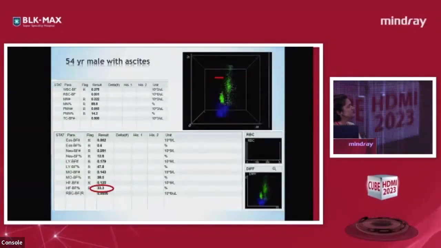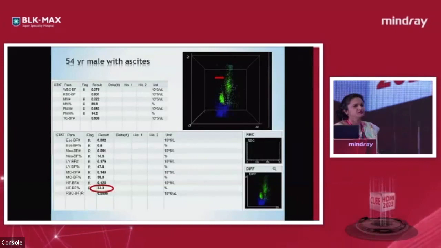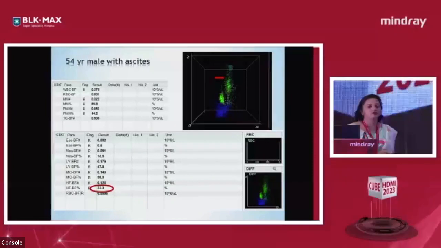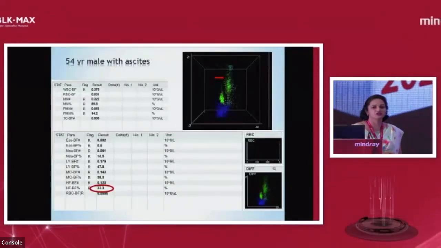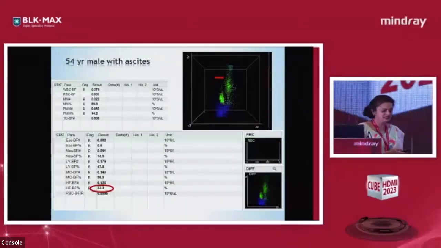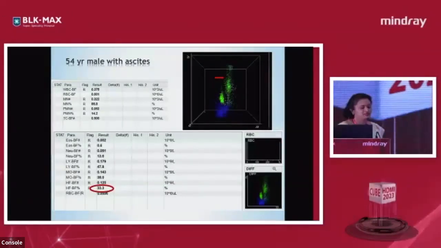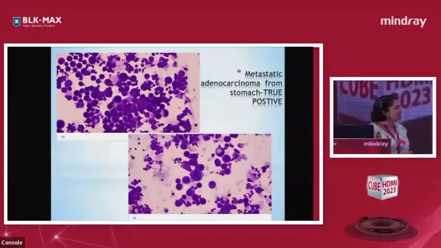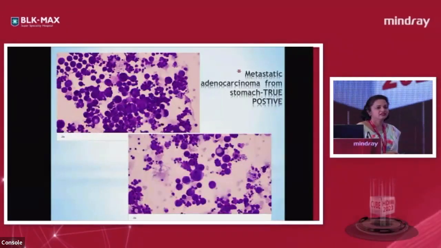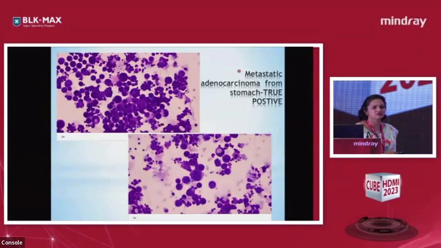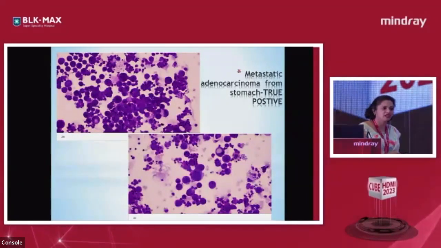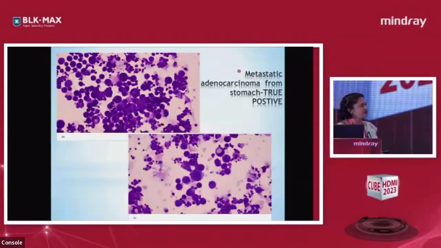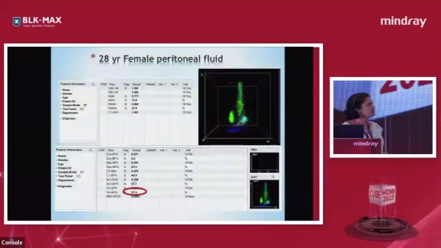So now this is the first case of true positive, which was a 54-year-old male with ascites, and we have an HFBF count of 33.3%, and the arrow is pointing towards the HFBF area of the Mindray BC6200. And this is the microscopy where the tumor cells are in a dispersed population, rarely in clusters, and these cells show high NC ratio, hypochromatic large nuclei, and this is very much positive for metastatic adenocarcinoma. So this is a case of true positive.